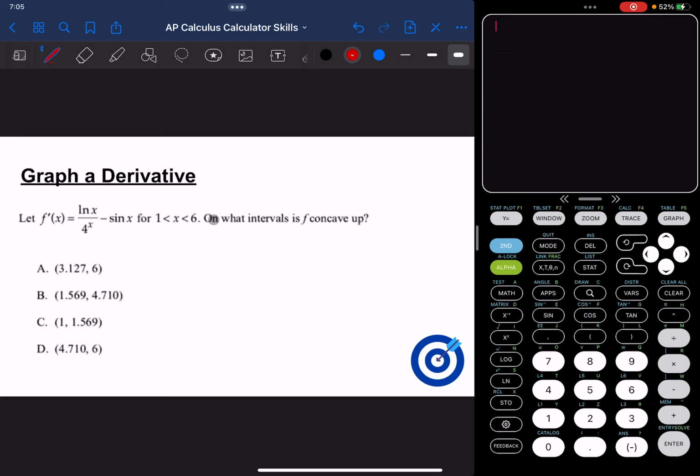We're given this derivative function, and we're asked on what intervals is f concave up. Now, f is concave up when f prime is increasing, but also when f double prime is positive. All right. So it's much easier for us on these calculators to find when something is positive. So what we need to do is graph the derivative of this function.